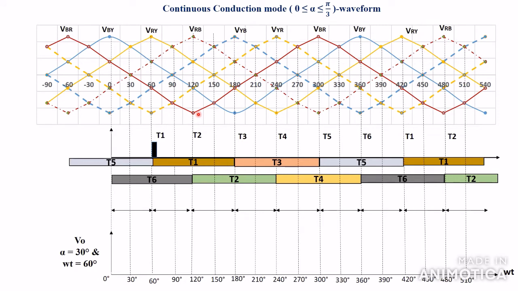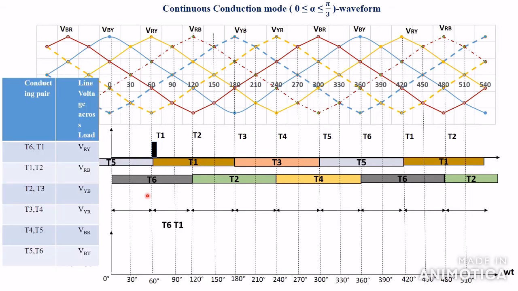Here the conducting devices are T1 and T6. Again we have to refer to the same table, which you have already derived in part 1. If T6 and T1 are conducting, VRY is the output voltage. In this case we have triggered T1 at 60 degree, omega t corresponding to 60, so we have to consider the interval from 60 to 120.